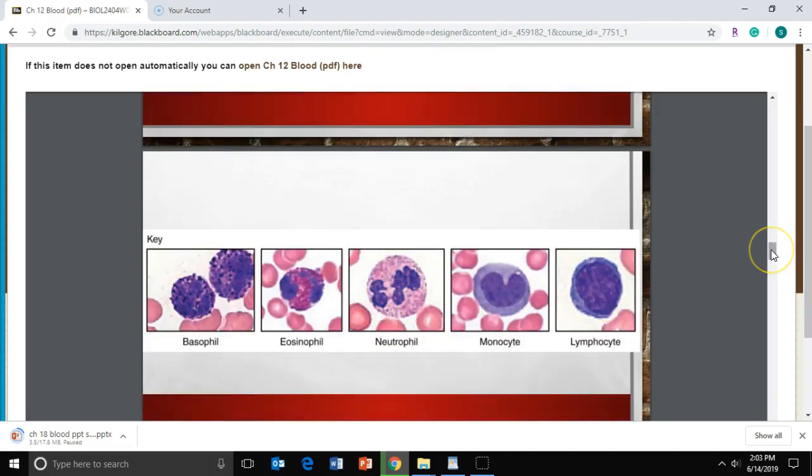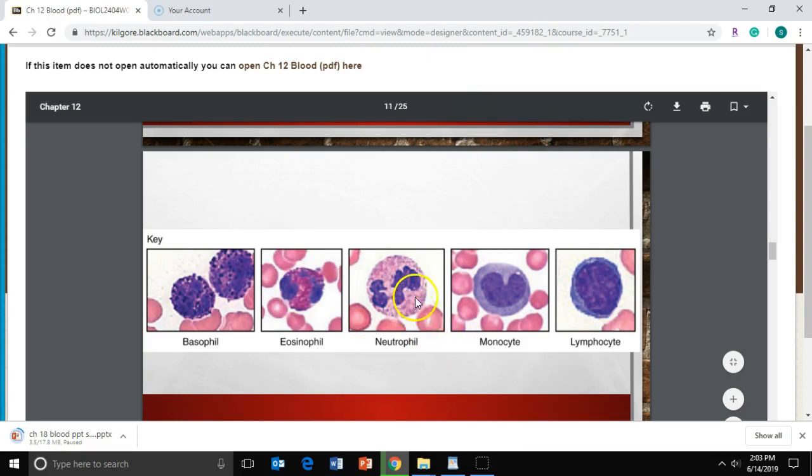Here are pictures of these different white blood cells. Notice the basophils have dark stained granules here on their surface, and you can kind of see the nucleus in the background. Eosinophils also have granules, but this time they're red. So these are the red granules, granulocyte, and here's the nucleus. It's kind of a horseshoe shape here.